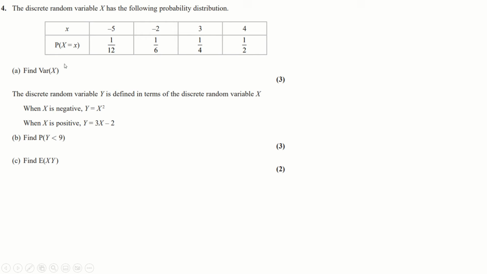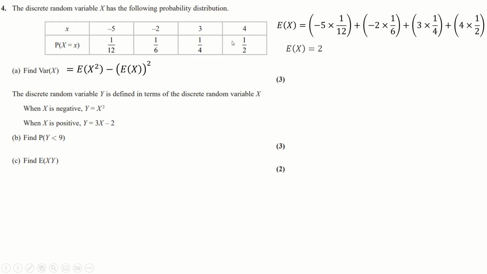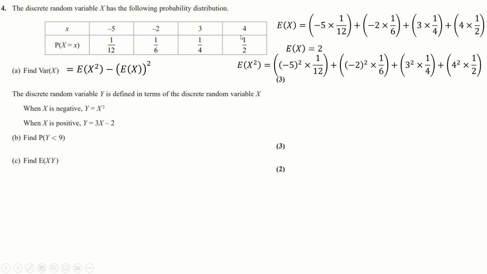Okay, next one then. So find the variance of x. So we can use this formula here, E of x squared minus E of x all squared. So E of x is, of course, just this times this, plus this times this, plus this times this, plus this times this. So I'll just type that in, and I'll get this. And then E of x squared is this squared times this, plus this squared times this, plus this squared times this, and so on. We get this.